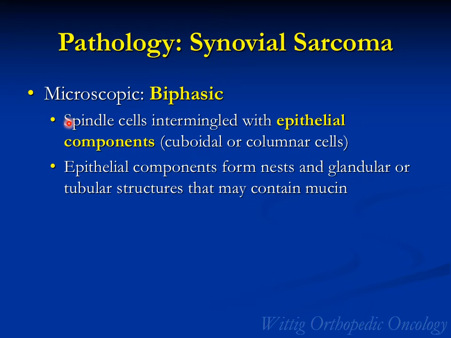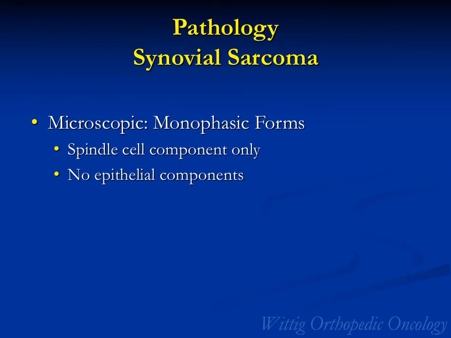In the biphasic form of synovial sarcoma, the spindle cells are intermingled with epithelial components that appear cuboidal or columnar in nature. The epithelial components form nests in glandular or tubular structures that may contain mucin within them. The monophasic form is a spindle cell component only. There are no epithelial components, and there is not a pure epithelial component or monophasic form.